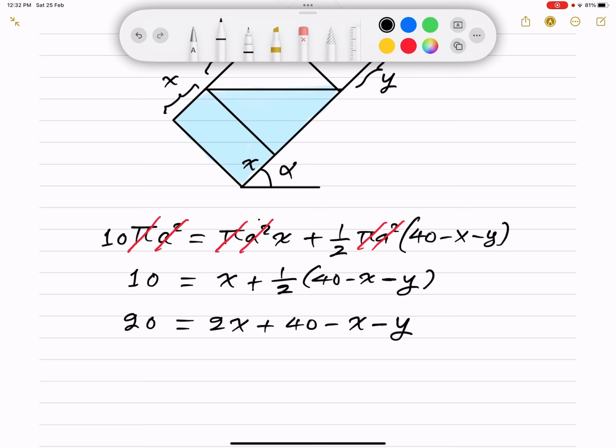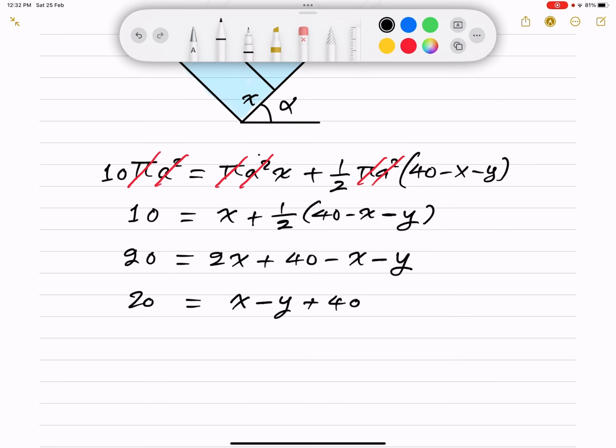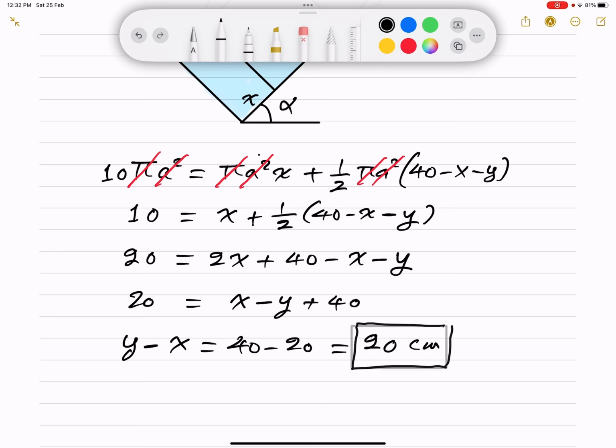So 2x minus x gives us 20 equals x minus y plus 40. If I move x minus y to the other side, it's going to be y minus x. And then if I move 20 to the other side, it's going to be 40 minus 20, which is nothing but 20 centimeters. So that's a very simple way to solve this problem, benefiting from the fact that the volume of the water did not change in both cases when we bent the cylinder by an angle of alpha.